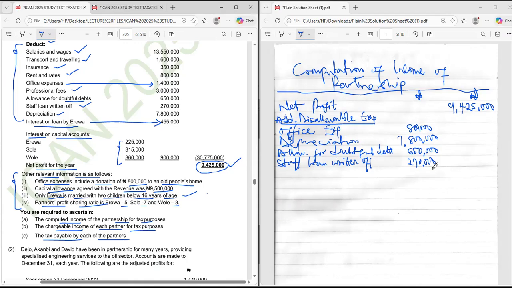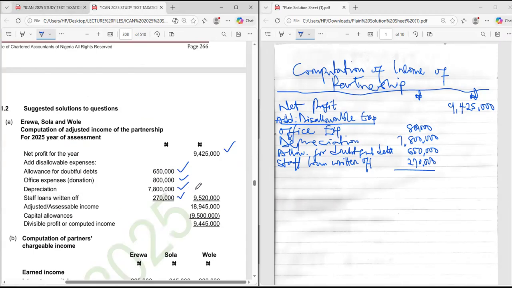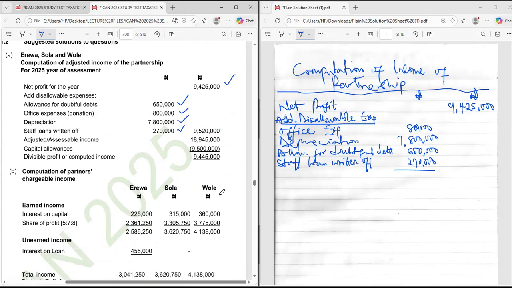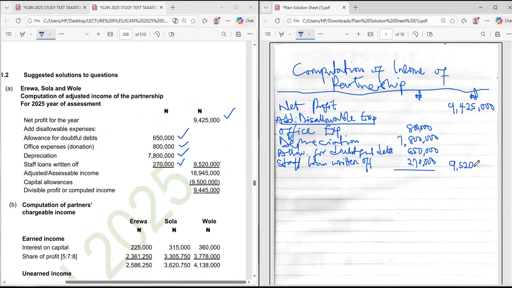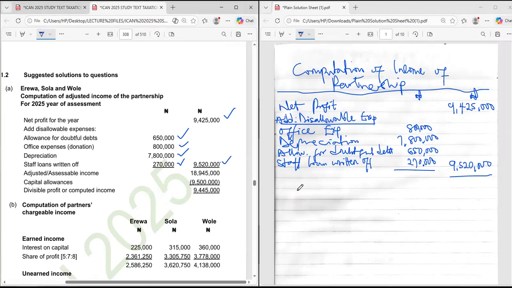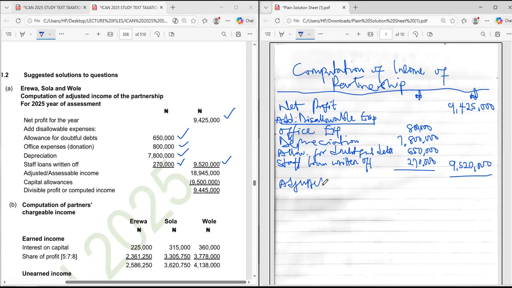Now let me add this, guys. You should be getting this answer. Everything you have, 9,520,000. Help me add up. 9,520,000, correct. That will be our adjusted income, sorry. We've not got into profit yet. 18,945,000, correct.